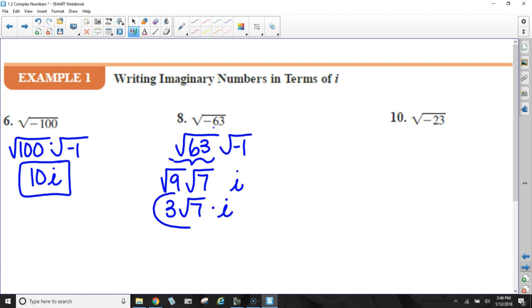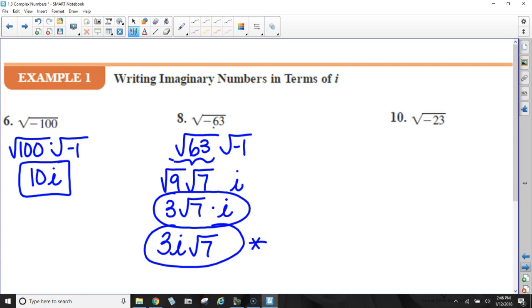Now, there's really nothing wrong with this form, but what you will see is 3 times i times the square root of 7 in that order. And that is a little bit better just so that we don't confuse that incorrectly. This i is not underneath this radical. That would be incorrect. So either one of those two. Just make sure that this i doesn't go underneath that square root.